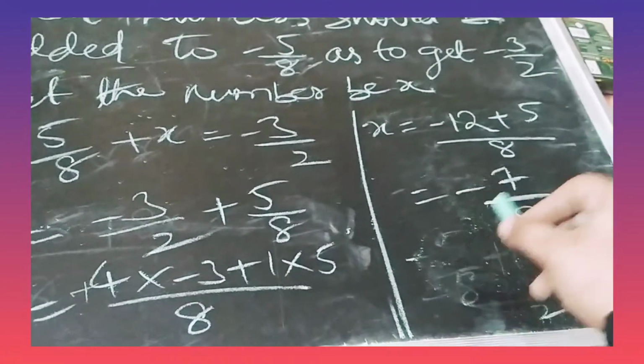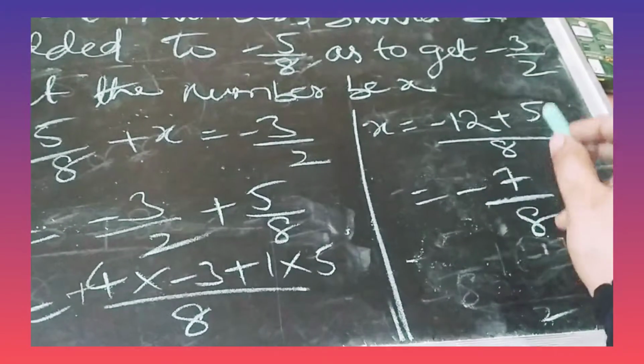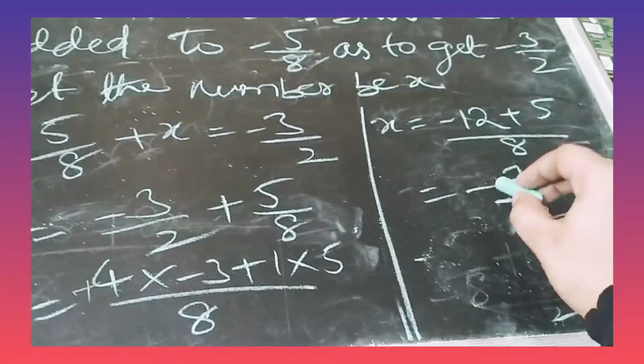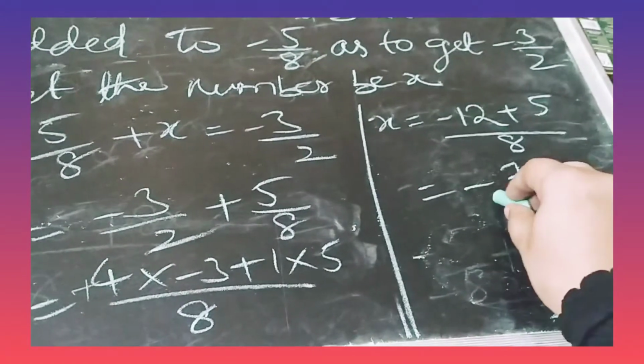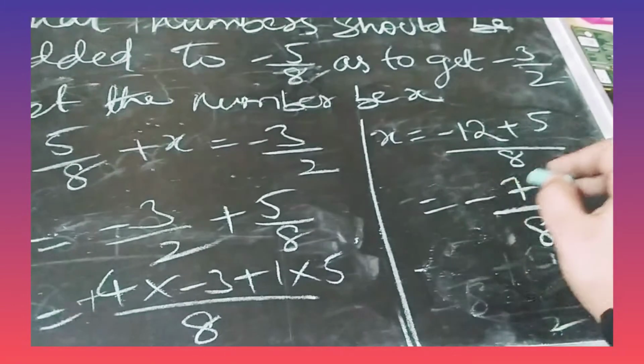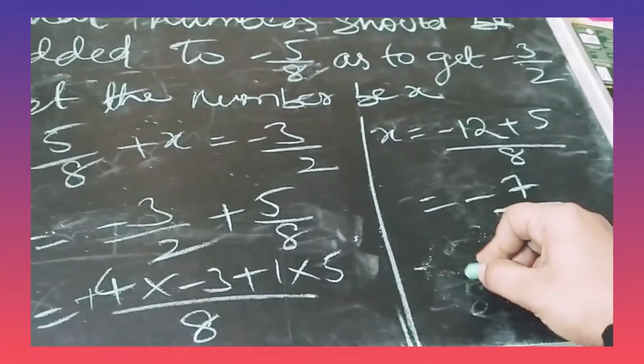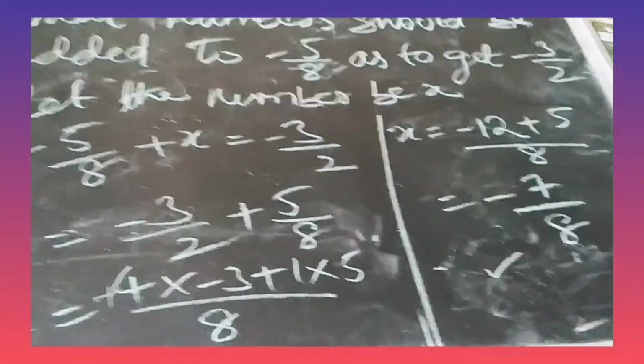Now x is equals to 12 minus 5 you have to do. It is minus 12 plus 5 now, so 12 minus 5 you have to do. It is 7. Okay, which number is bigger here? 12 is bigger. So before 12 what is there? Minus is there now, so you have to write here minus. Okay, it is minus 7 by 8. So x is here minus 7 by 8.